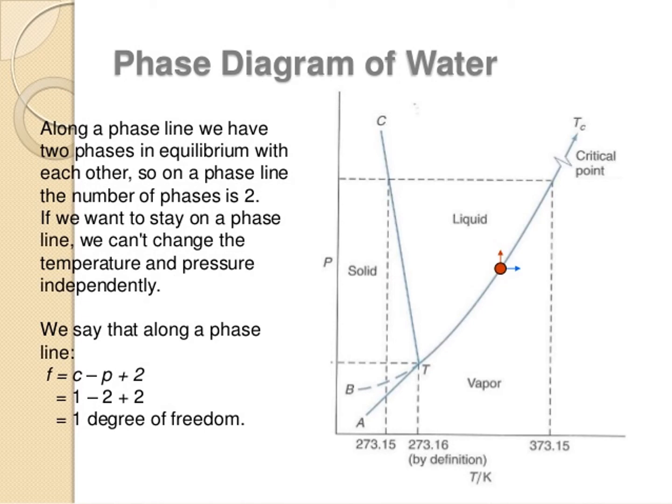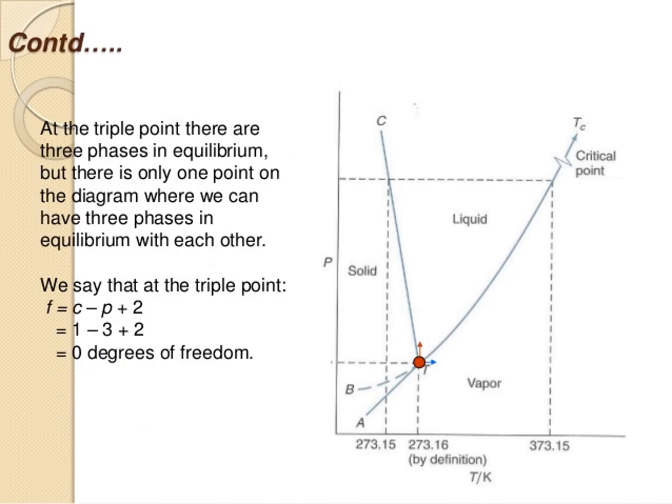So F = C - P + 2. C is 1, a one component system, and P is 2 phases, so the degrees of freedom F = 1. That is a monovariant system. At the triple point there are three phases in equilibrium, but there is only one point in the diagram where we can have three phases in equilibrium with each other.